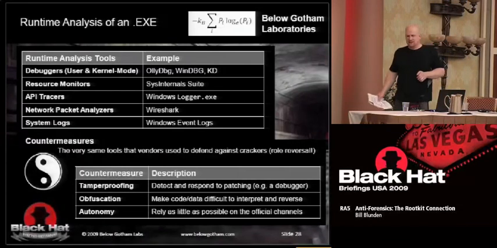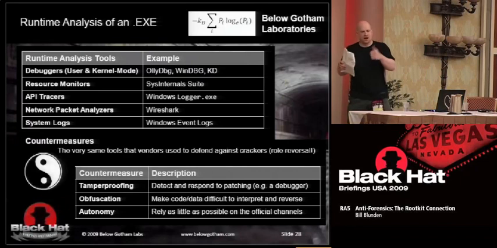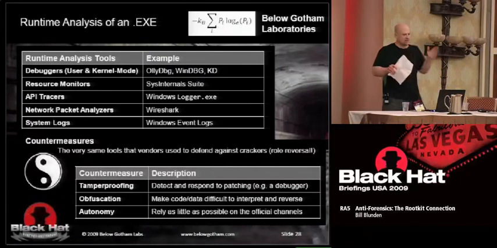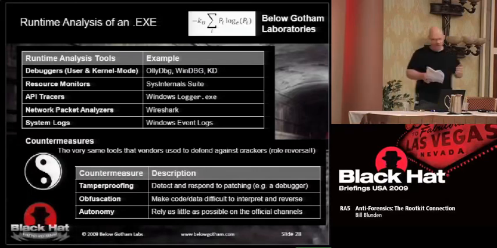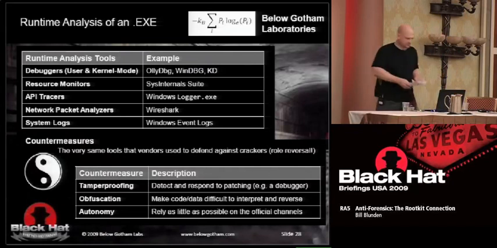So in a sense, the investigator has become like a cracker, and you, the rootkit designer, have gone on defense. The roles have basically reversed. Now they're trying to crack your software. They're doing all sorts of reversing attacks on you. And so you've got to fall back on tactics which would normally be used by white hats. So I'm talking about tamper-proofing, obfuscation, and autonomy.